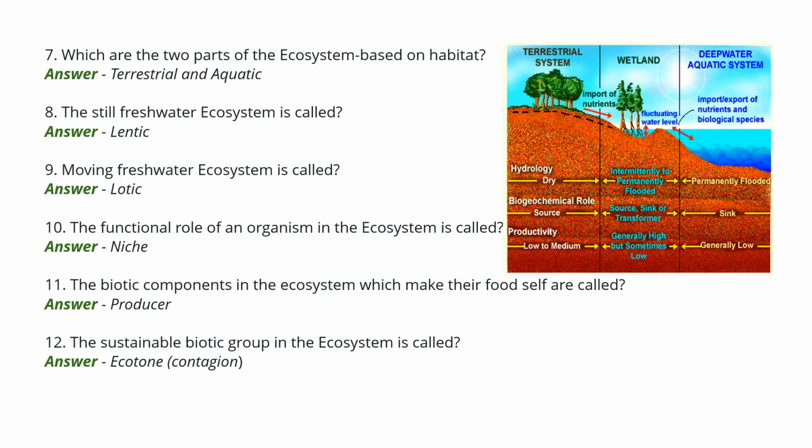The biotic components in an ecosystem can be classified into three groups. One is producers, which mainly includes the green plants. Then come the macro consumers, usually the animals. And then come the micro consumers or decomposers, where you have bacteria and fungi.